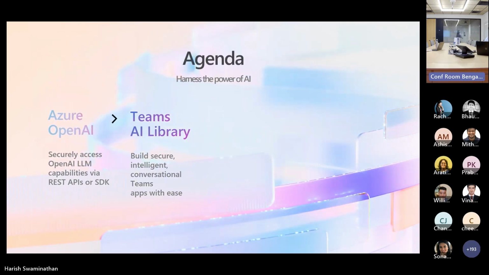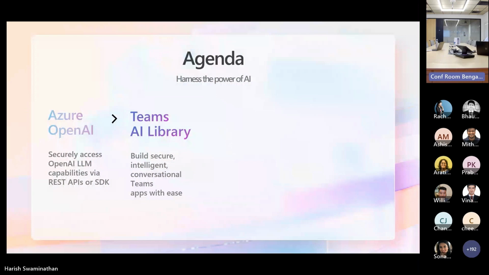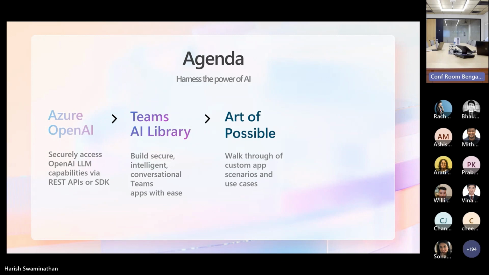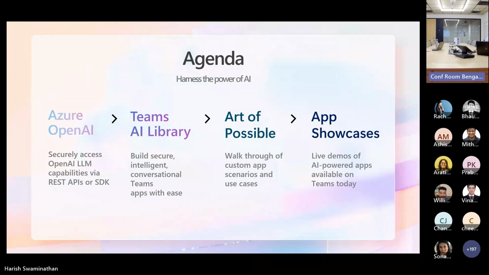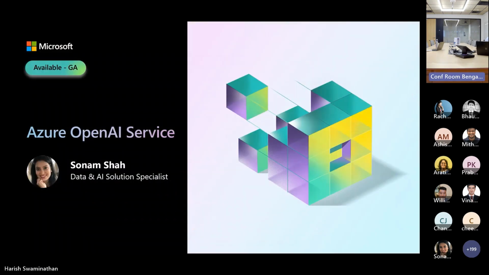So our first segment is going to be looking at Azure OpenAI, and really give you a walkthrough of what this Teams AI library is all about. We will definitely give you walkthroughs of custom applications and scenarios in which a Teams AI library can come to life within your organizations. And of course, walk the talk by actually showing you apps that are available today inside of Teams that have used all these technologies that we're going to show over the course of the next hour or so.